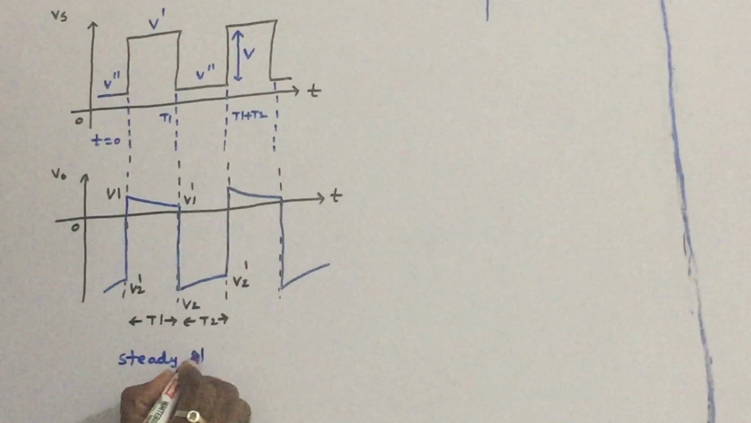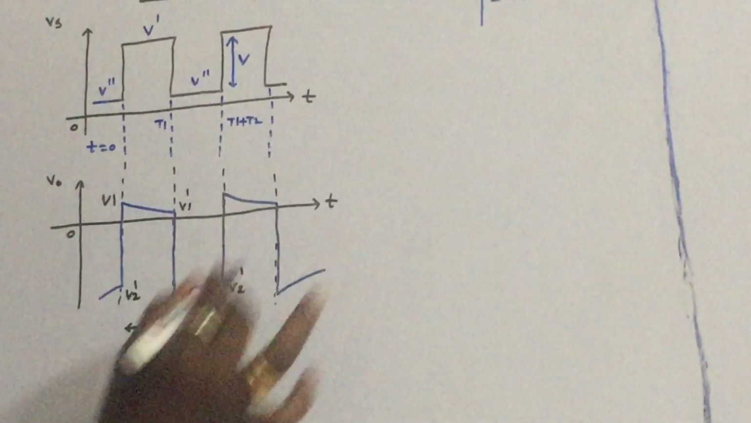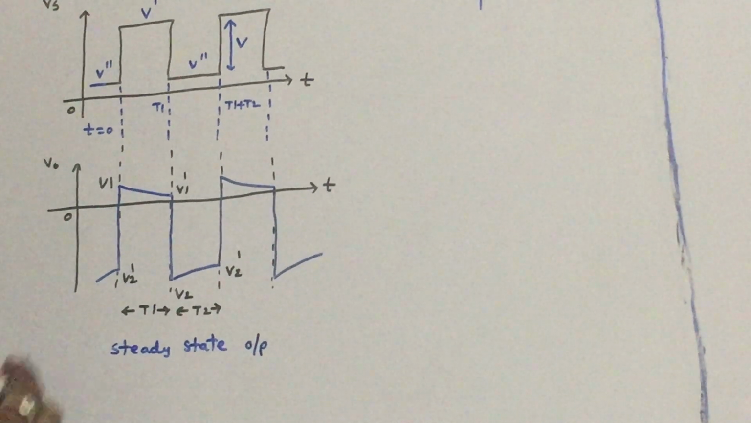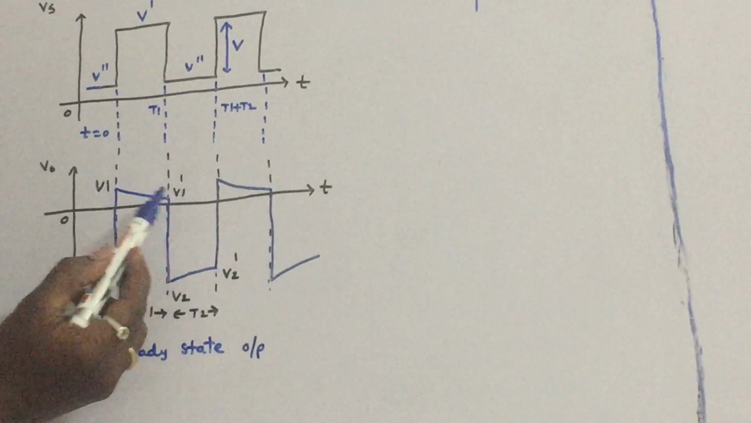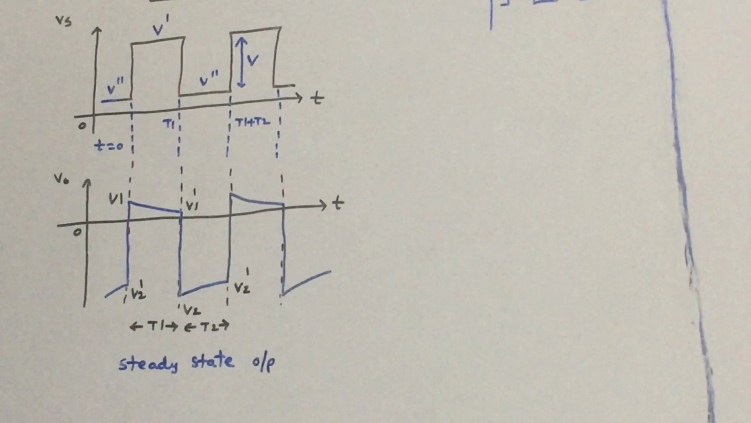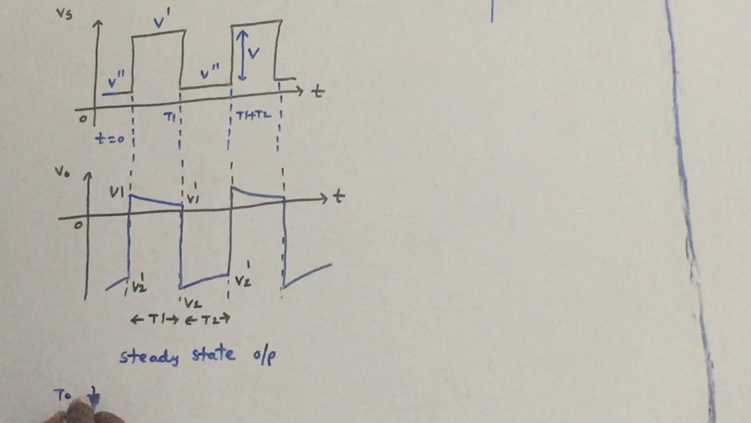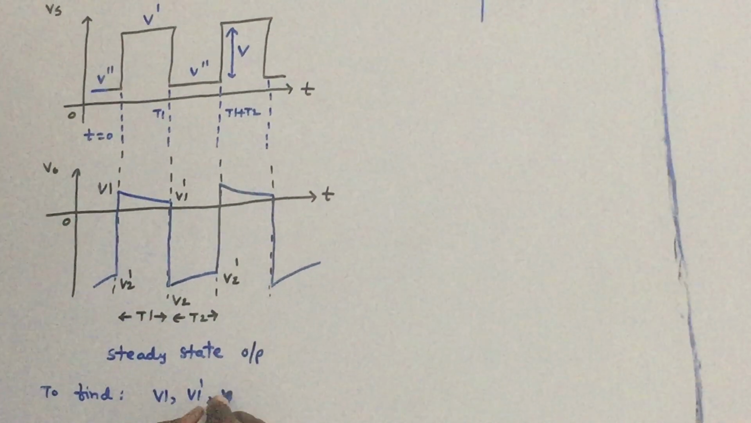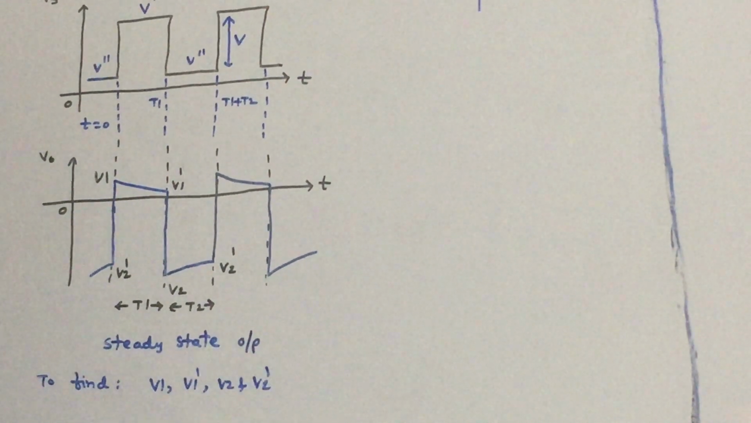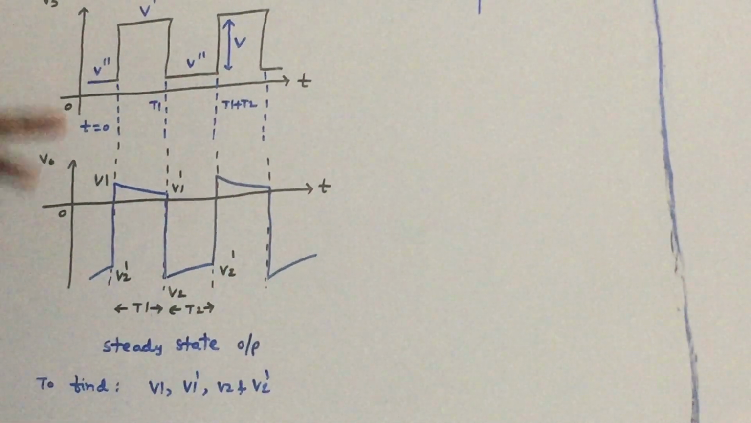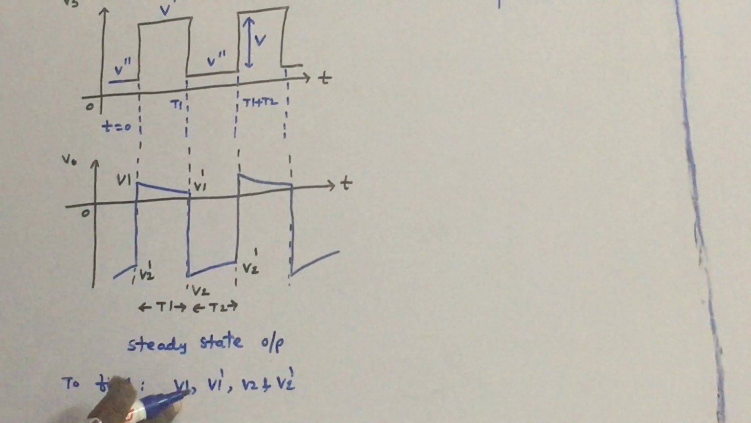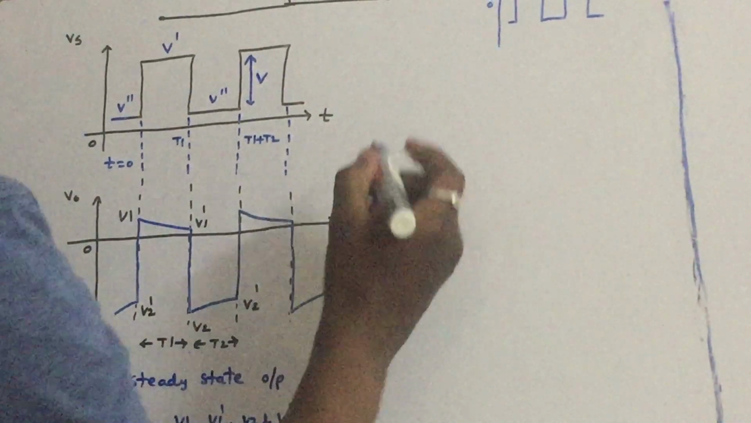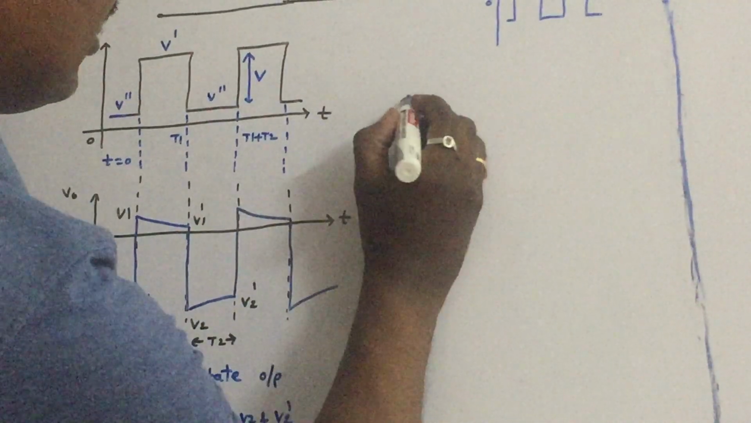Steady state output means the circuit will settle down to this kind of waveform when this input is applied. Our objective is to find the values of V1, V1 dash, V2 and V2 dash under this case. So that is our objective now: derive V1, V1 dash, V2 and V2 dash. For this purpose, first let us take two cases.